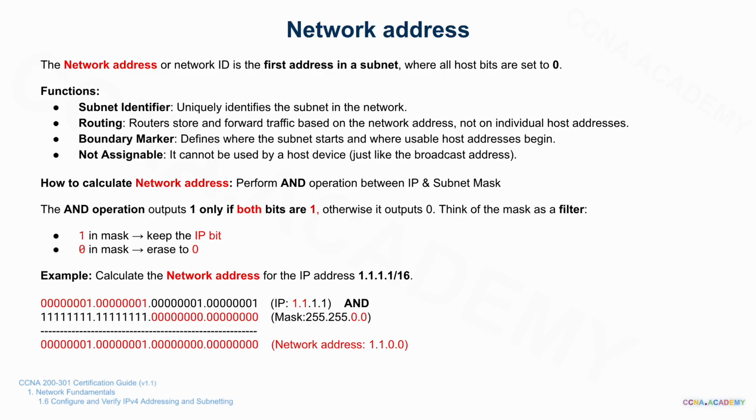For example, with 1.1.1.1/16, the mask is 255.255.0.0. Applying the AND operation gives 1.1.0.0, which is the network address, the starting point of that subnet.